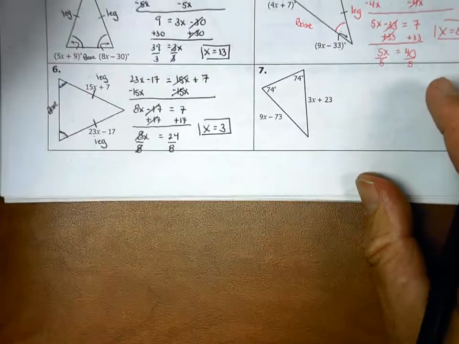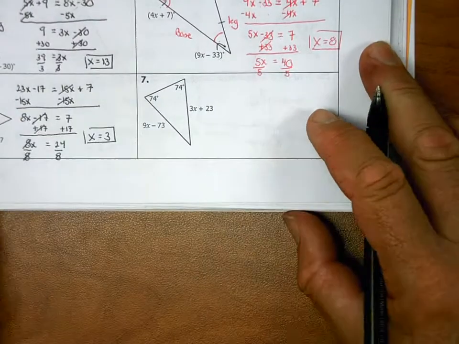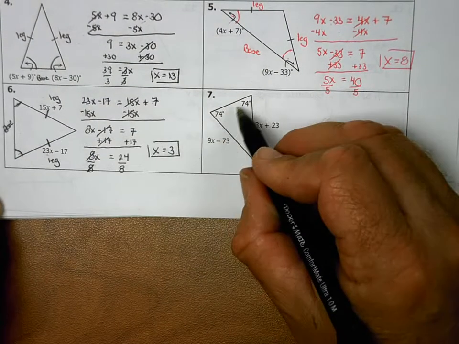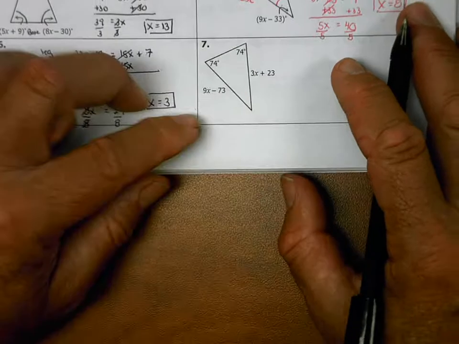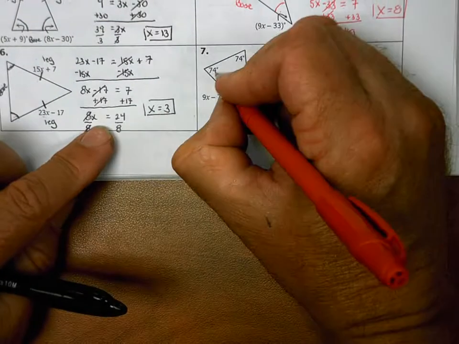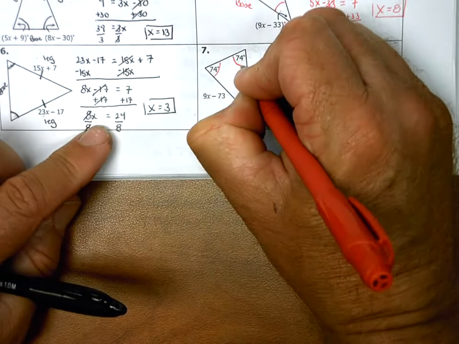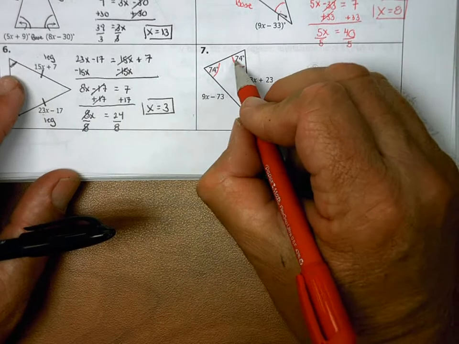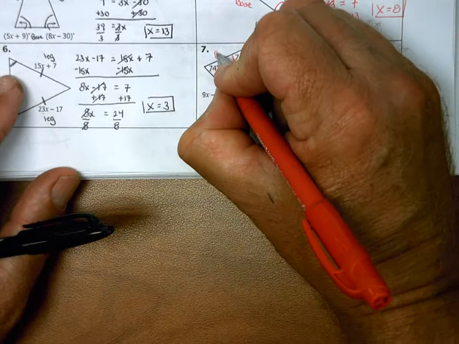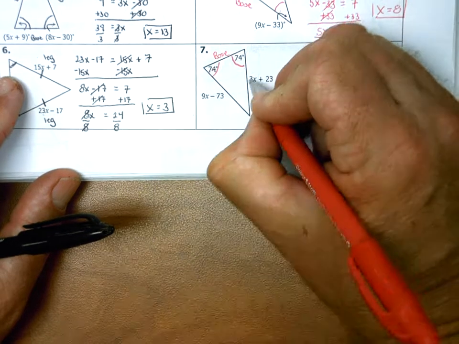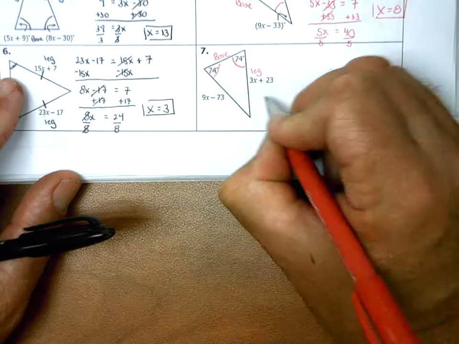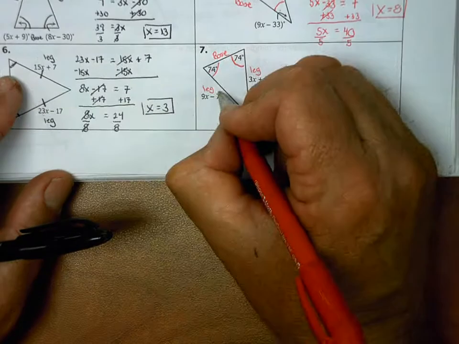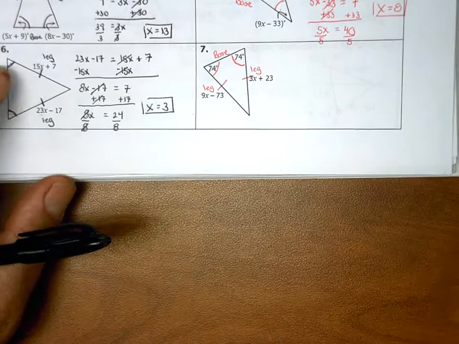Moving on to number 7. Now in number 7, you aren't given specific arc marks like number 6, but you are clearly shown that those 2 angles are equal to each other. Okay, so you can see in number 7, that angle and that angle have to be congruent. They have to be the same. They're both 74. So that makes those my base angles, which means that that side would be the base, which means that these 2 sides here, where the 3x plus 23 are, and the 9x minus 73 would be my legs. And remember, the legs are the 2 congruent sides.